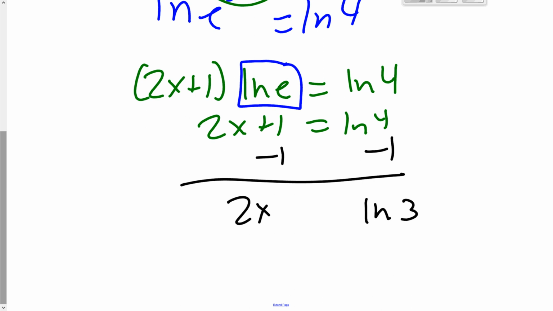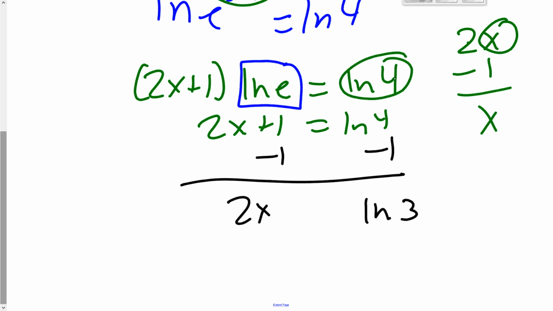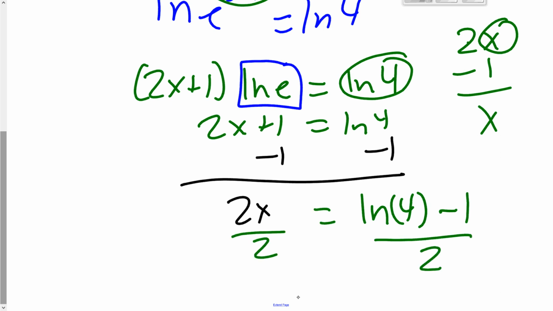So it's just like this. If I had 2x minus 1, I don't get x, right? I don't take 2 minus 1 and get x because I don't know what this number is, right? So I can't subtract them. Just like this, I don't know what this number is, so I can't subtract 1 from it. So I just have ln of 4, right, minus 1 equals 2x. Then I can divide by 2, divide by 2.